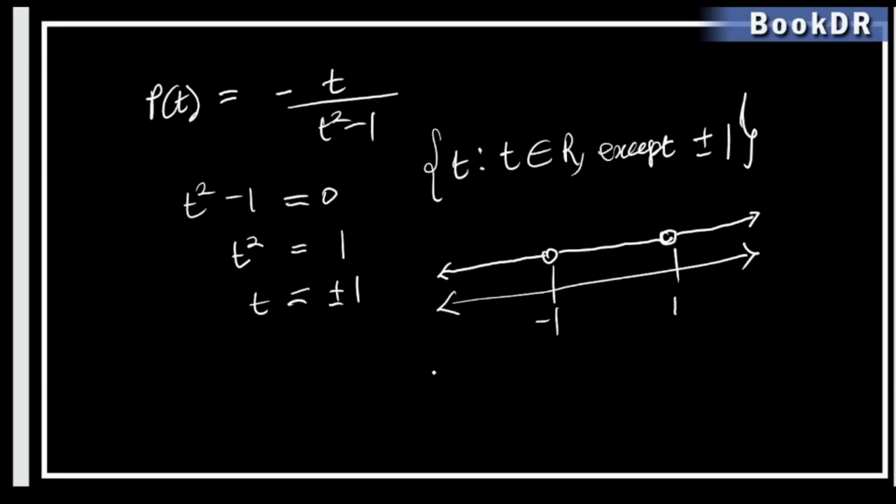So we can write the interval of normality as from -infinity to -1, open at both ends, union -1 to +1, also open at both ends, union +1 up to positive infinity. So this becomes the interval for which the differential equation is normal.